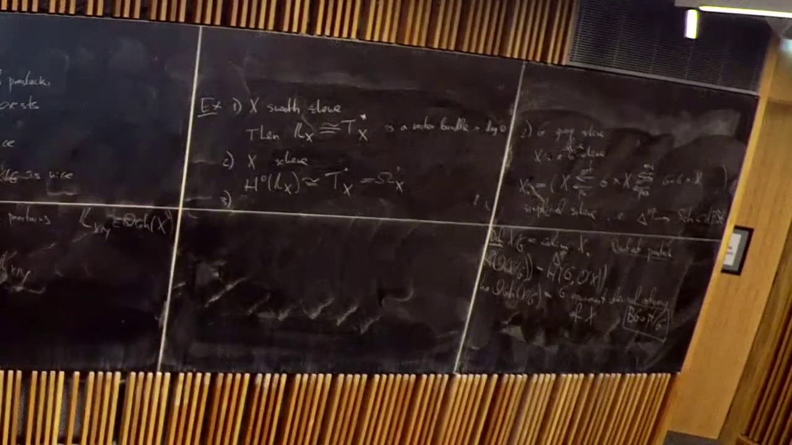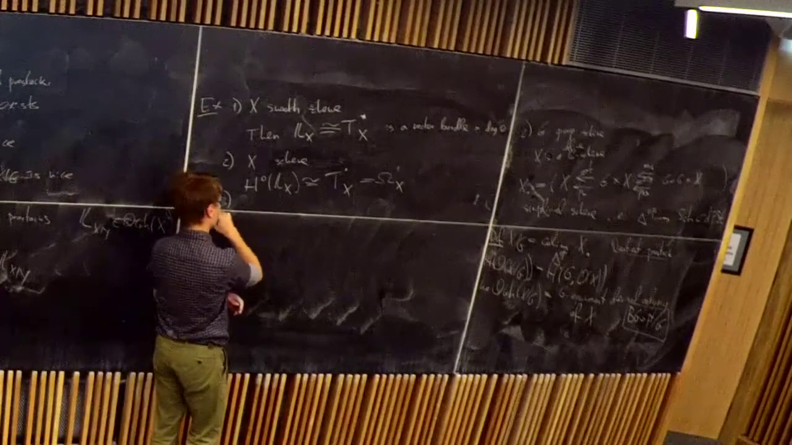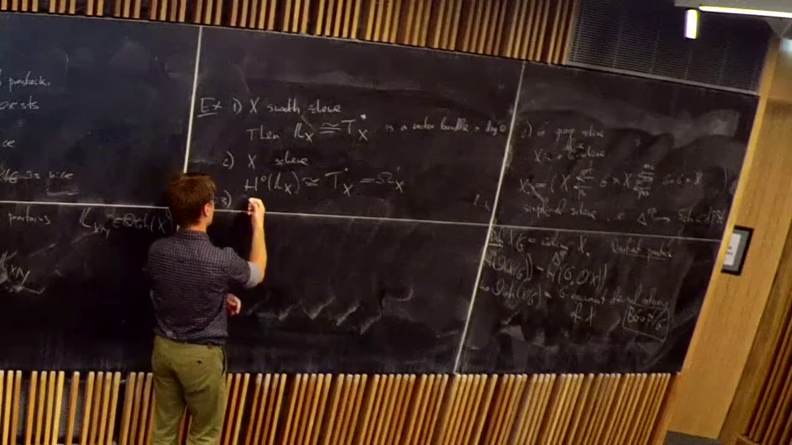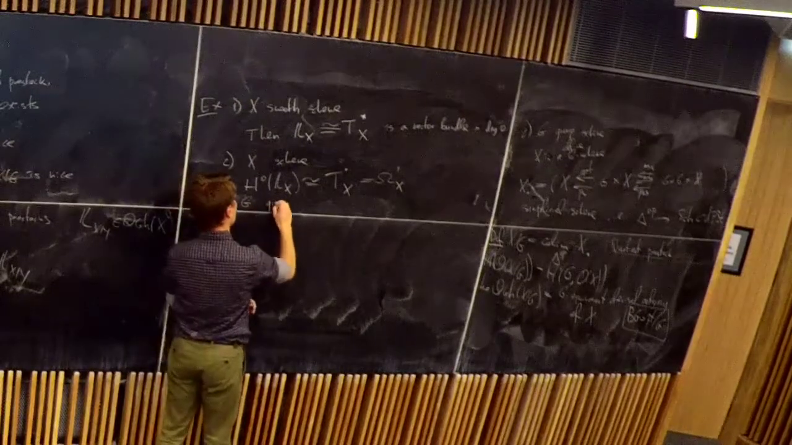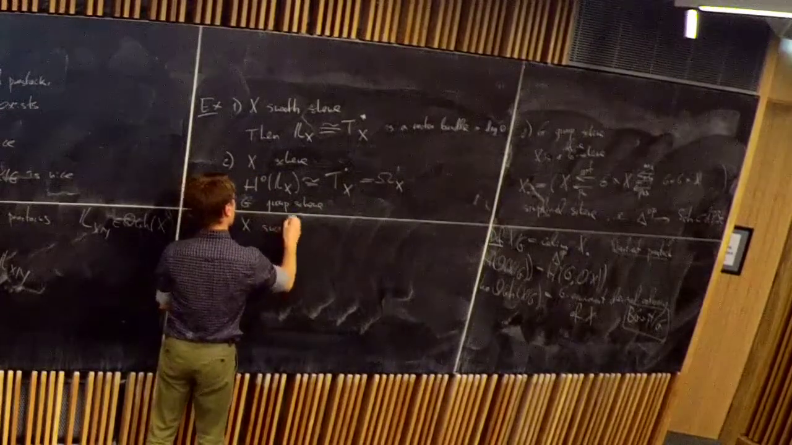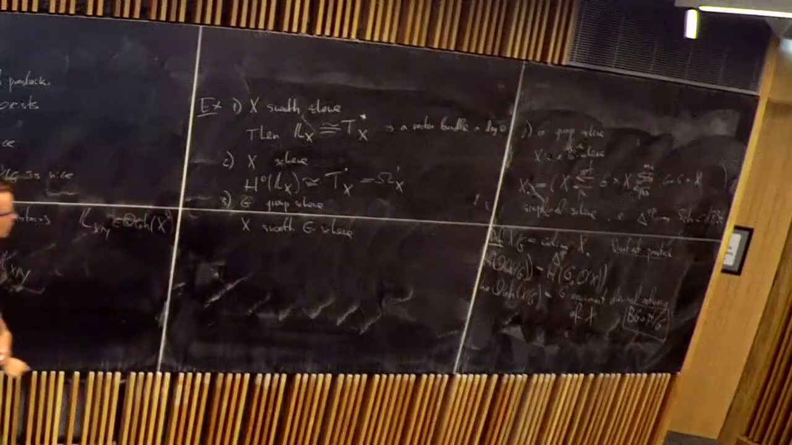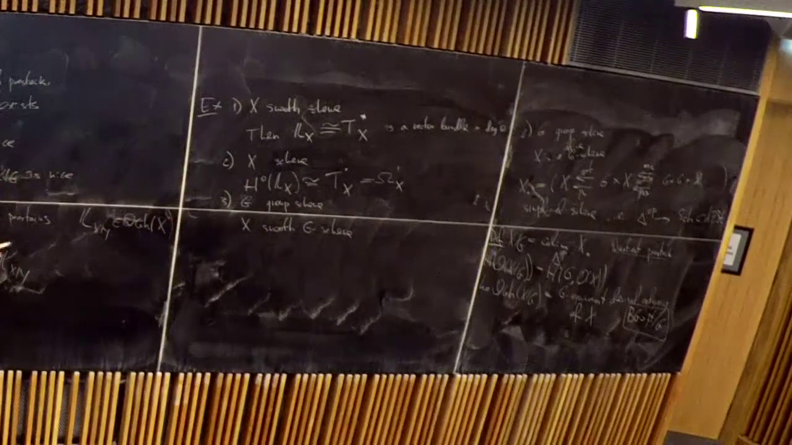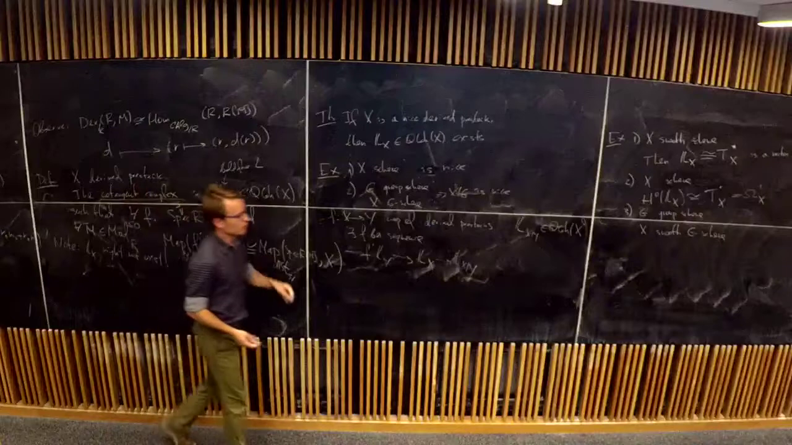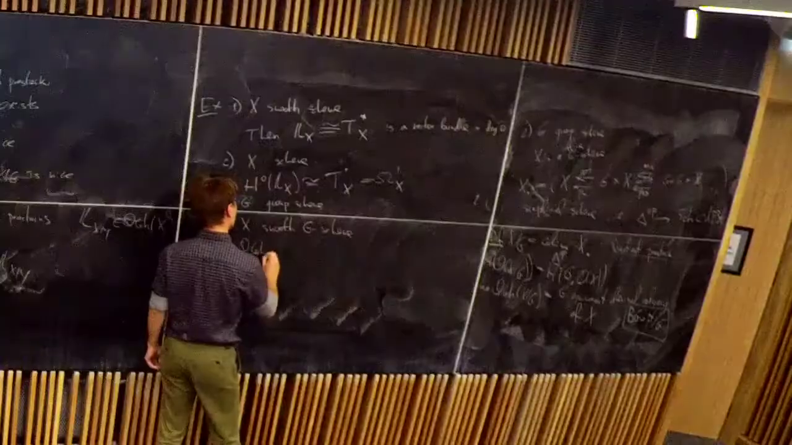And finally, if you have a scheme with a group action, let's say G is some group scheme, and X is a smooth G-scheme. Okay, so what am I supposed to give you? I'm supposed to give you a cotangent complex, which is an object of the category of quasi-coherent sheaves on X mod G.